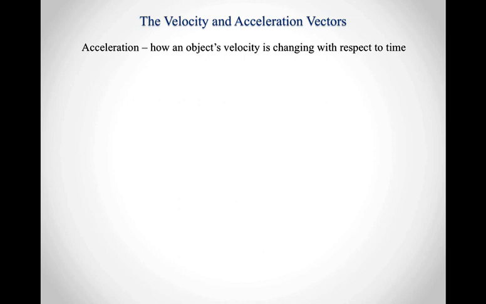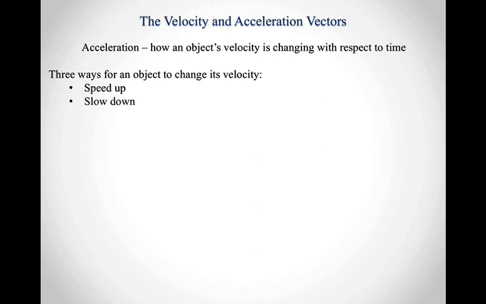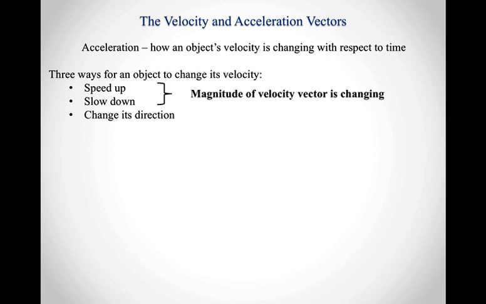So what are the options that we have for changing the velocity vectors? Well, there are three ways that we can change the velocity. You can speed up, you can slow down, or you can change its direction. So the first two of these, of course, are really changing the magnitude of the velocity vector. Speeding up means you're making the velocity vector's magnitude longer. Slowing down means you're making the magnitude of the velocity vector shorter. Changing its direction, on the other hand, is turning.